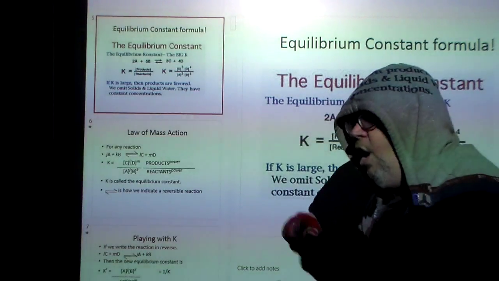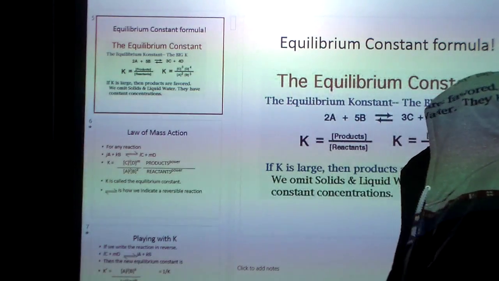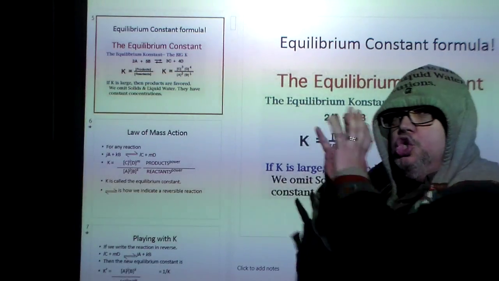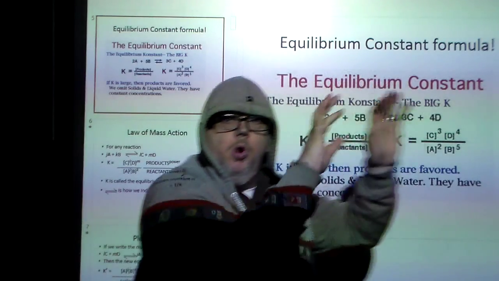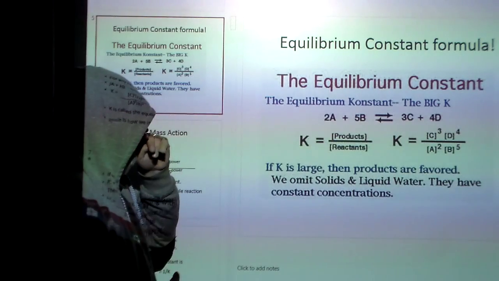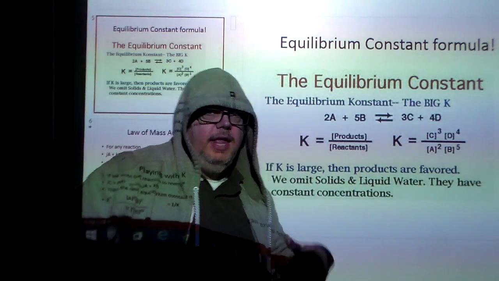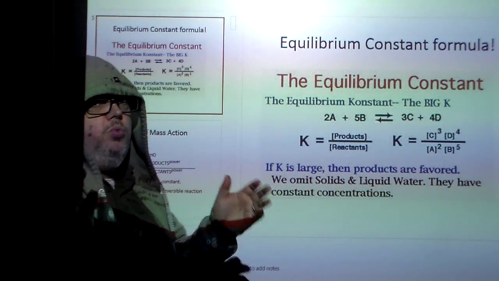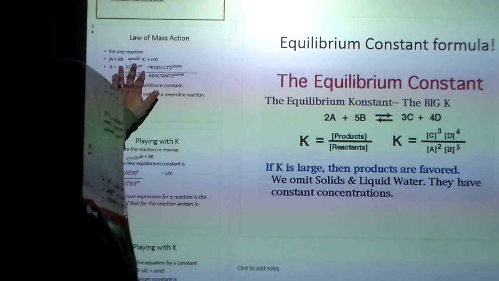So, okay, what difference does the K make? Well, what the K will do, ladies and gentlemen, if the K is huge, then the products are favored. In other words, more products are being made. If the K is huge, it's going to be. Now, we notice that if you look at solids and liquid waters, we assume they have constant concentrations. So we really don't take those into account here for a reaction like this.